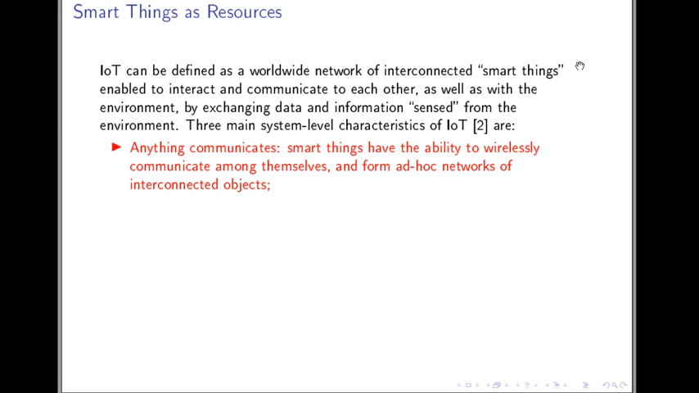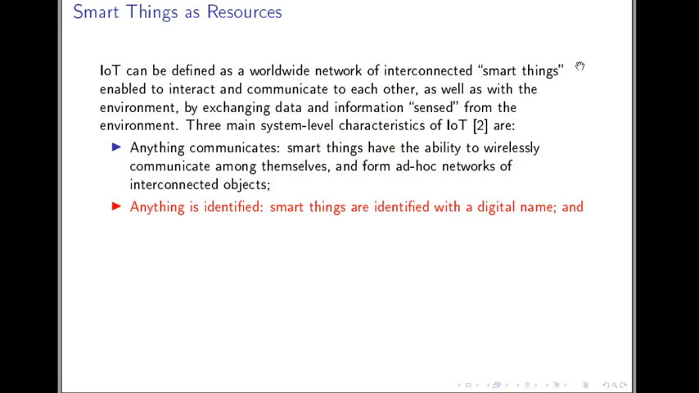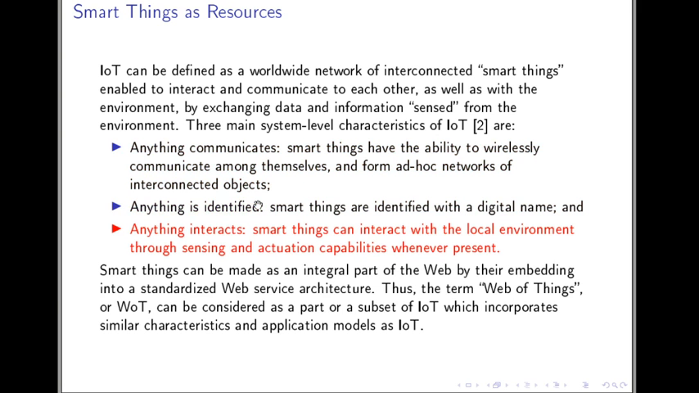What is a smart thing basically? A smart thing is that anything communicates. Smart things have the ability to communicate wirelessly among themselves and form ad hoc interconnected networks. Anything is identified. This is important, that smart things can be easily identified, can have a unique name. Smart things are identified with a digital name. Then a smart interface. Anything interacts. A smart thing can interact with the local environment through sensing and actuating capabilities whenever present. So anything that communicates, anything that is identified, and anything that interacts basically interacts with the environment, and that means sensing and actuating capability.